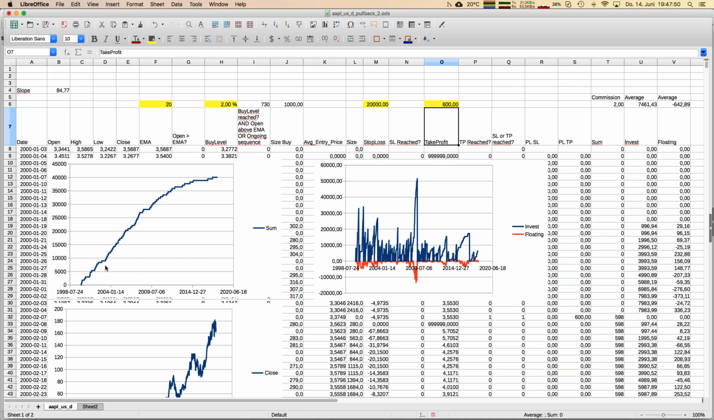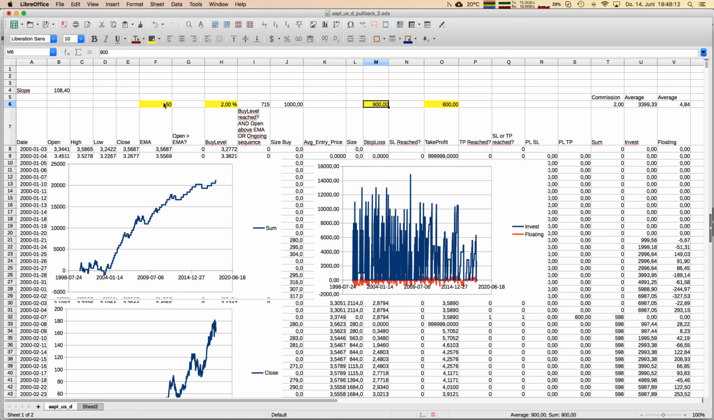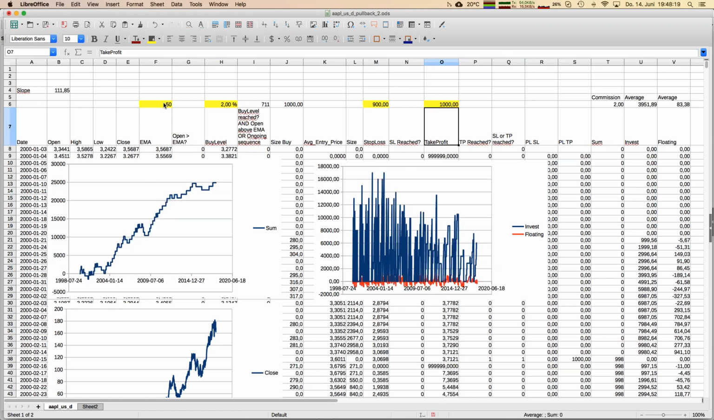So you see, with that additional filter, but without those weird parameters, we can get fine values as well. Let me change the EMA period a little bit to other values and not have a stop loss value of 20,000. Let's go back to 900 and go back for the take profit of 1,000. Then we still have quite well equity, so it works well.